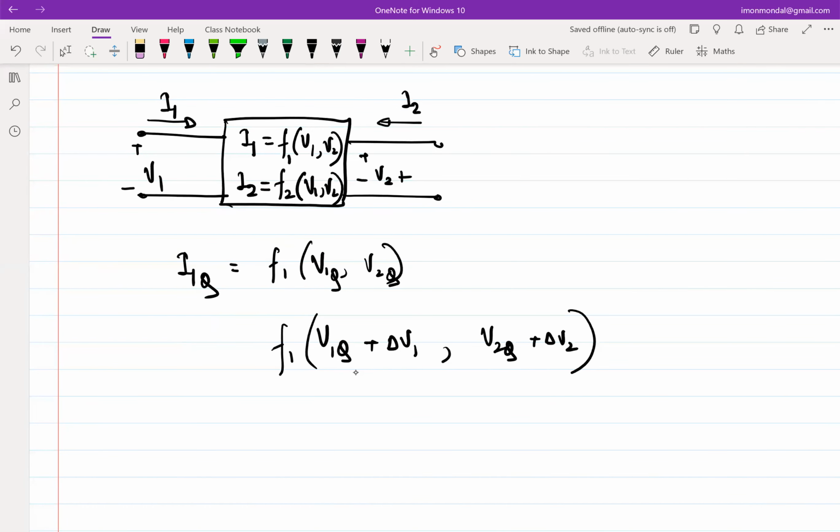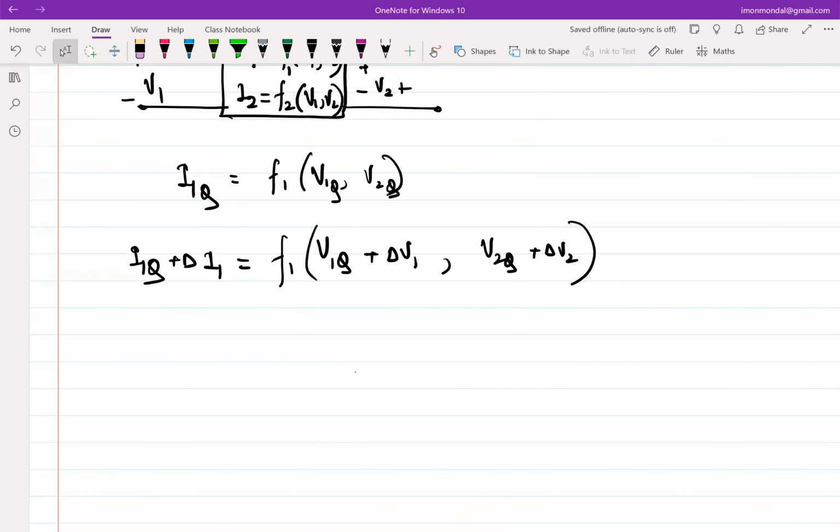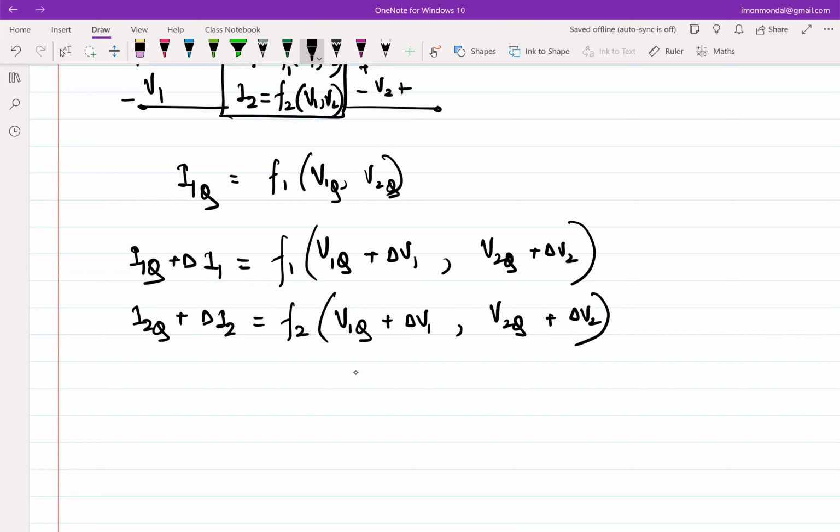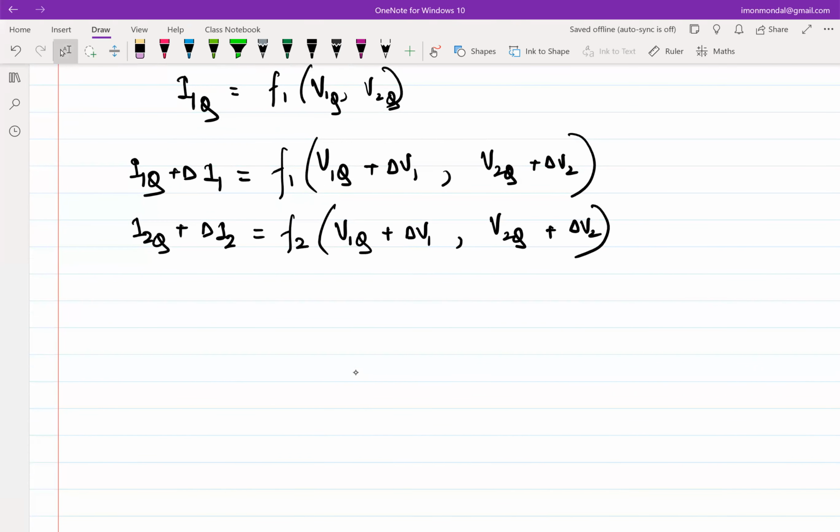So the incremental current, or the increment in the current I1, I can express as delta I1. Similarly, for the other port, this will be delta I2. Okay.